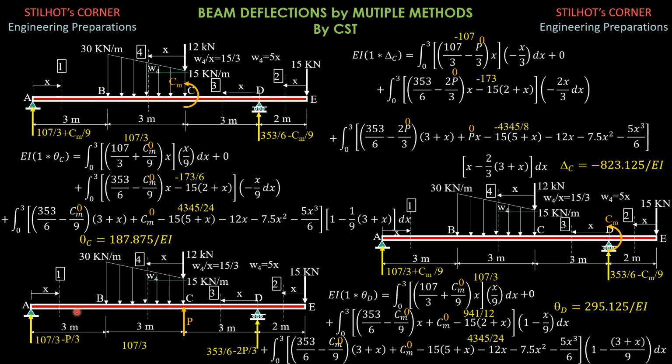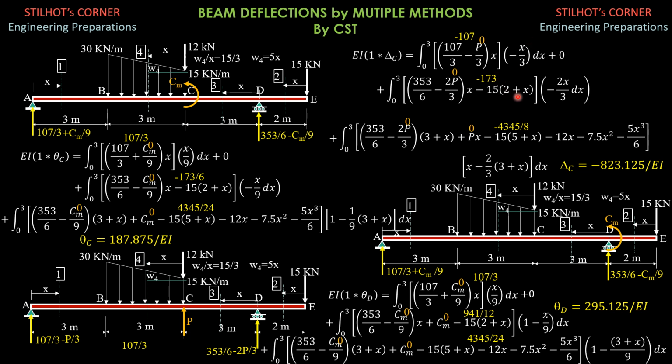So EI times 1 times delta C equals integral from 0 to 3 of quantity 107 over 3 minus P over 3 times x, and the derivative with respect to P is negative x over 3 dx, setting P 0, then integrating, we have negative 107. The integral at section 2 is again 0. The integral at section 3 is integral 0 to 3 of quantity 353 over 6 minus 2/3 P times x minus 15 times 2 plus x.